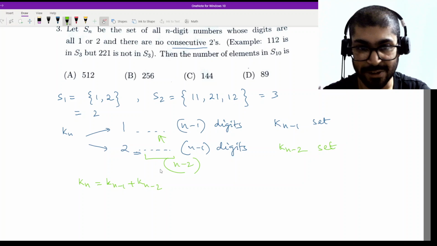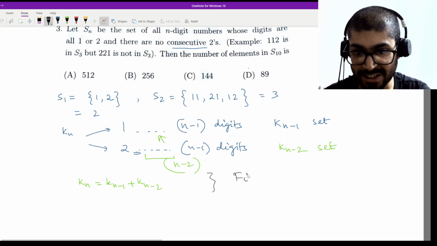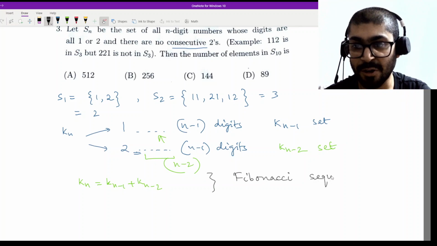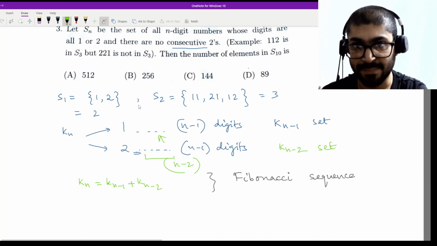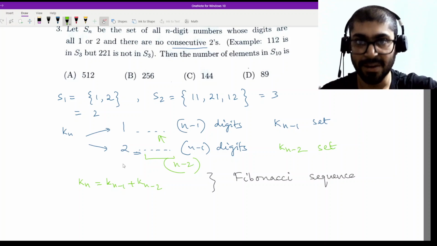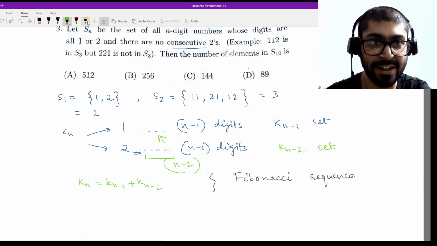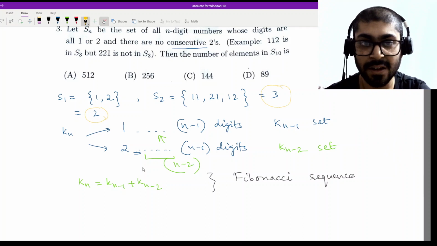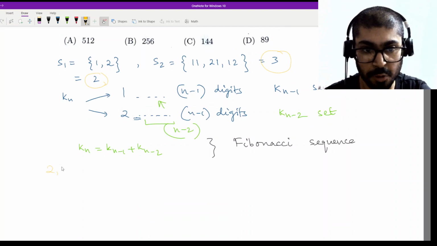Now you know this sequence. I have already told the name, I think: this is the Fibonacci sequence, in which the sum of the previous two terms is equal to the present term. So with n minus 1 and n minus 2, if I am on the third term, I add the first and second term. The first and second terms we already calculated: the first term was 2 and the second term was 3.